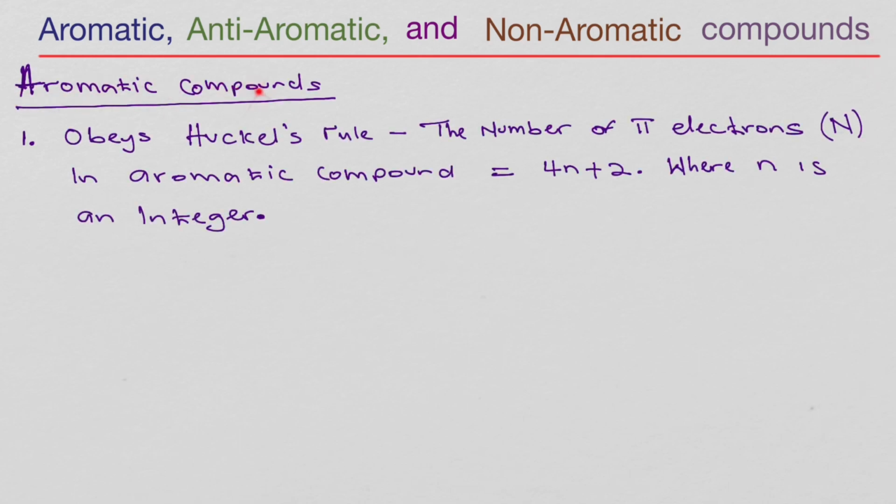Aromatic, anti-aromatic, and non-aromatic compounds. Aromatic compounds must, one, obey Hückel's rule. Hückel's rule states that the number of pi electrons, capital N, in an aromatic compound equals 4n plus 2, where n is an integer.